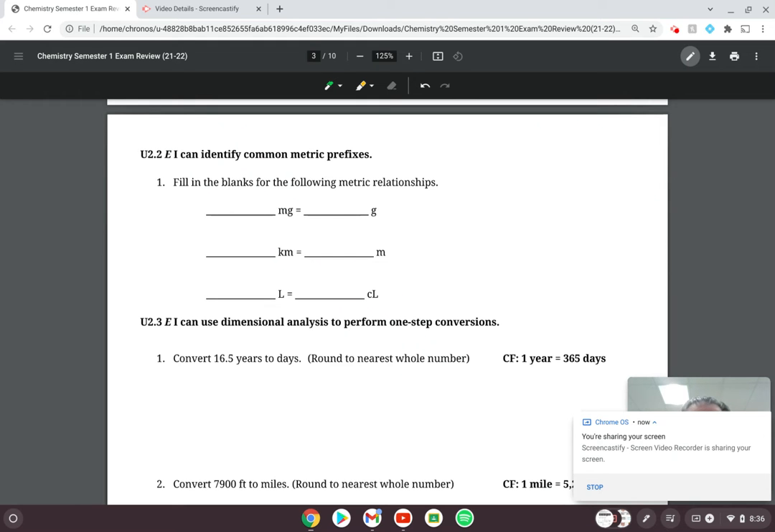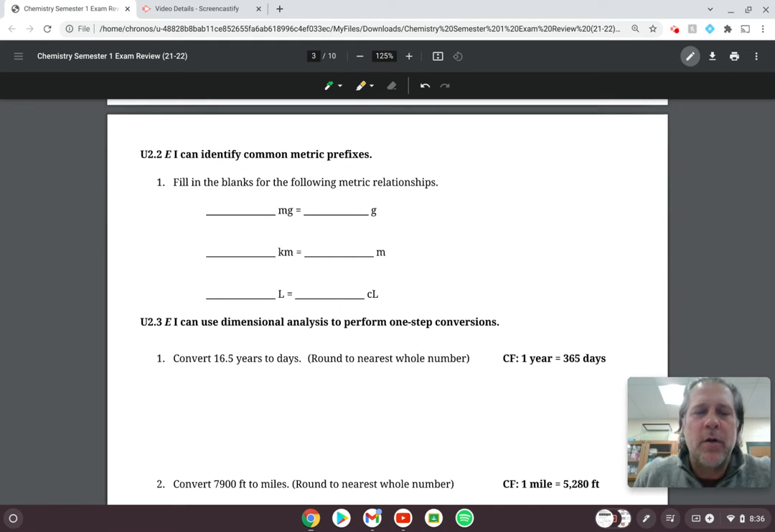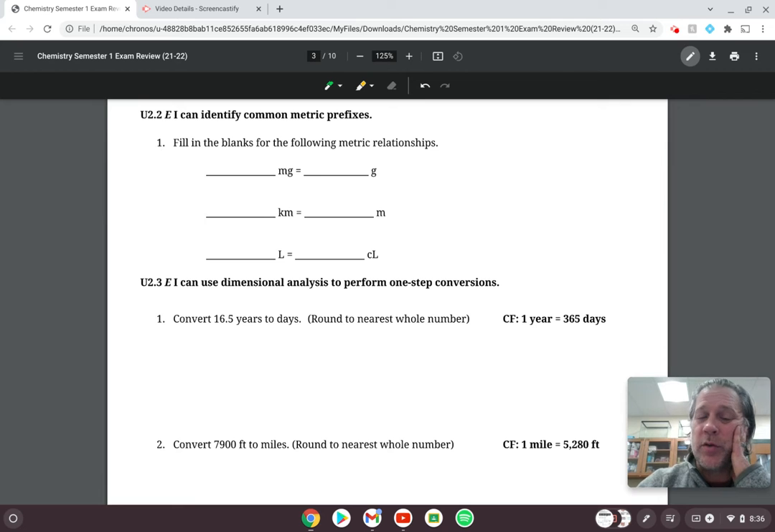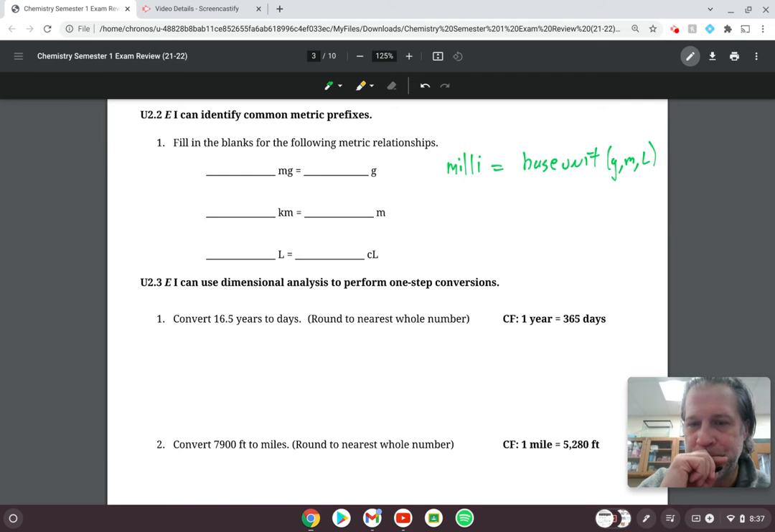Hello, and now I'm going to do the second page, actually page three or side three, of the semester exam review. The first one that we are going to talk about is this: we went through a whole bunch of metric prefixes that you need to be able to understand how to work with, but we only asked you to memorize three relationships: the relationships between milli and the base unit, which was gram, meter, liter.